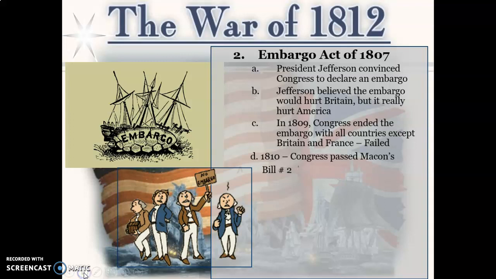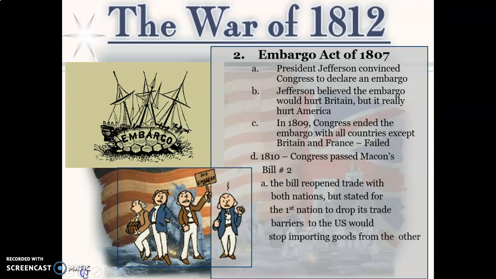There's a lot to get here. I've packed a lot in this one. Okay, so this one we've already talked about as well. Impressment, really the first three, if you count the frontier problems, we've talked about already. But the Embargo Act, Jefferson convinced Congress to declare an embargo on all of European trade. Jefferson believed the embargo would hurt Britain, but it really hurts us, America. In 1809, Congress ends this embargo with all countries except for Britain and France.